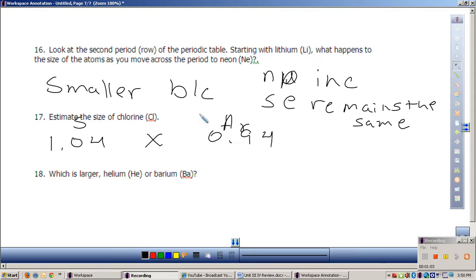Now, which one's larger, helium or barium? Barium, because it is closer to which element? Francium. It's closer to Fr, francium.